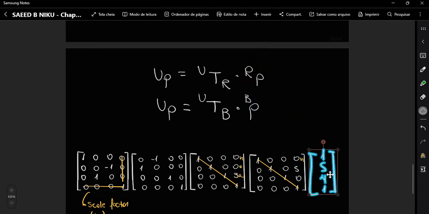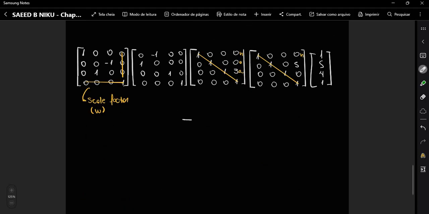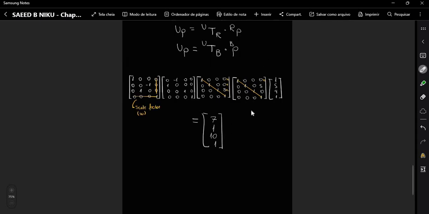and doing this multiplication, we are left with the final position of the point. And that's it.